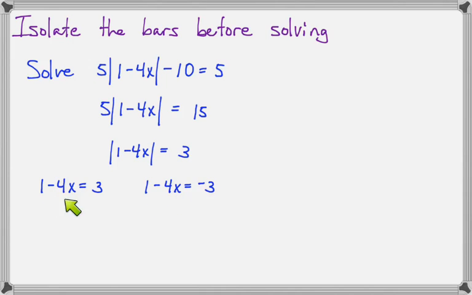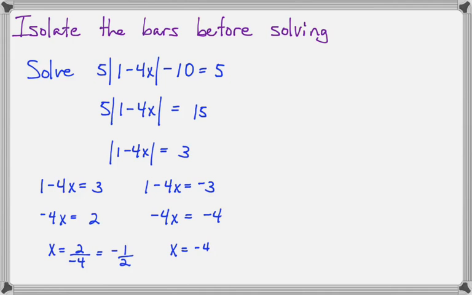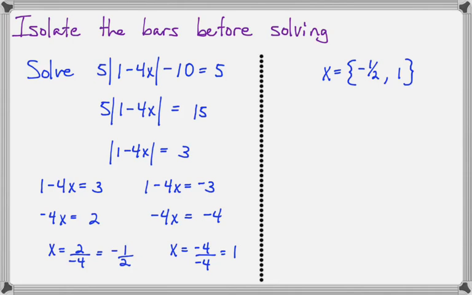Alright, now let's solve. If we subtract 1 on both sides and divide both sides by negative 4, the first solution is negative 2 over negative 4, which gives us negative 1/2. And the second solution, subtract 1 from both sides, divide both sides by negative 4. Negative 4 divided by negative 4 is positive 1. So our two solutions are negative 1/2 and positive 1. Now, we are going to check negative 1/2 and 1, not because we have to, but just because we know that it's wise to check your work sometimes, and it's good to know how.